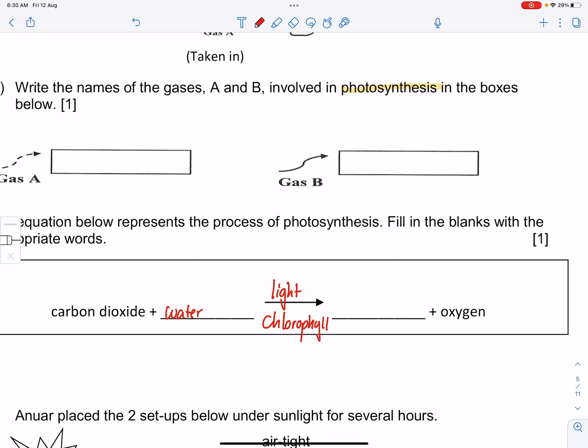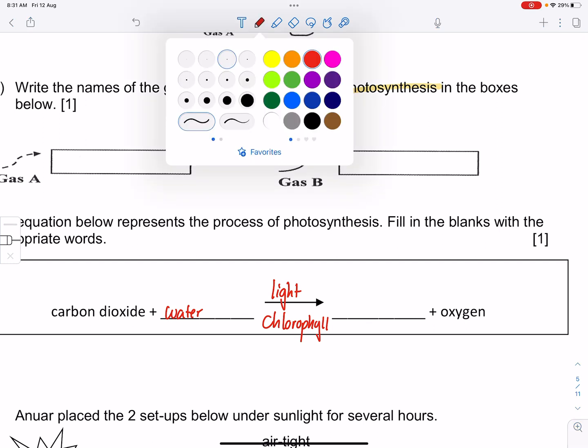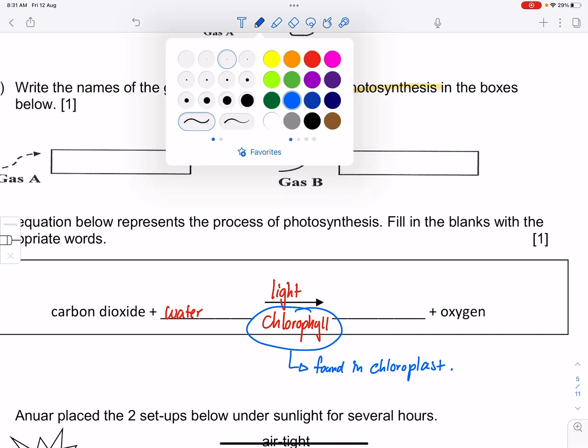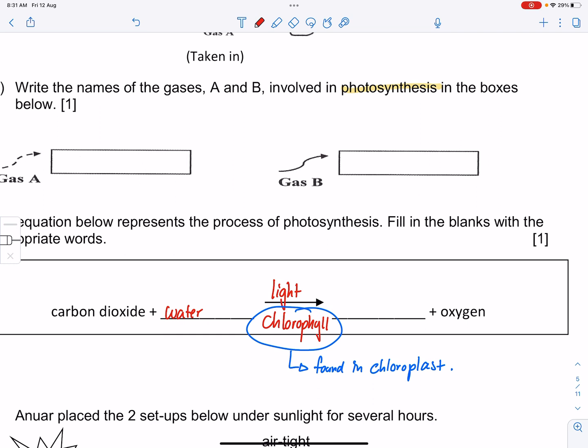Now, just in case you all still don't know what is the difference between chlorophyll and chloroplast. So chloroplast is basically a structure that is found inside your chloroplast. Okay. Now, so with these two together with water and carbon dioxide, what you actually will produce would be glucose.